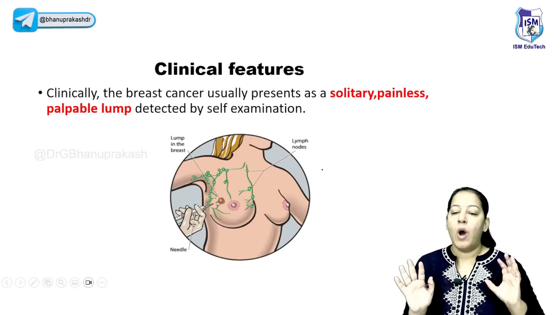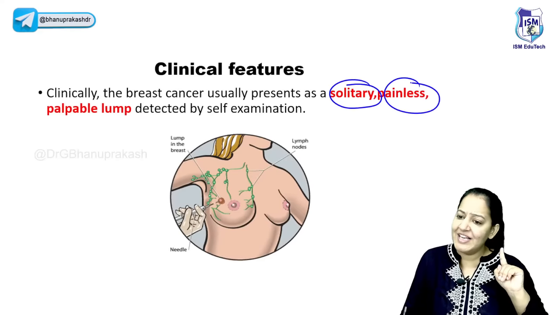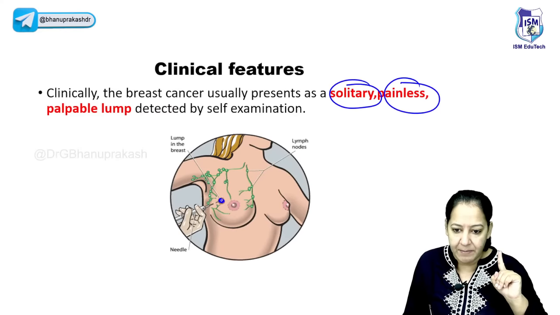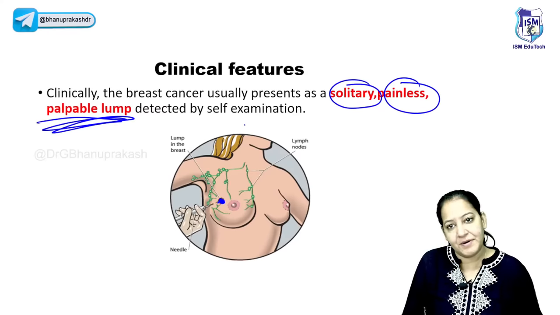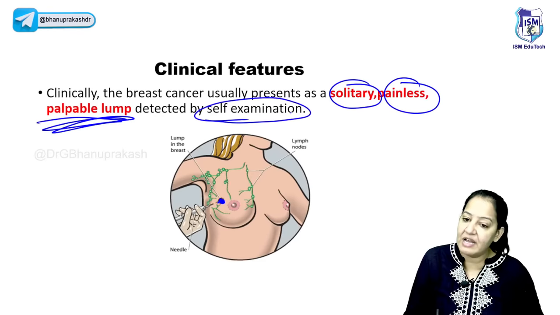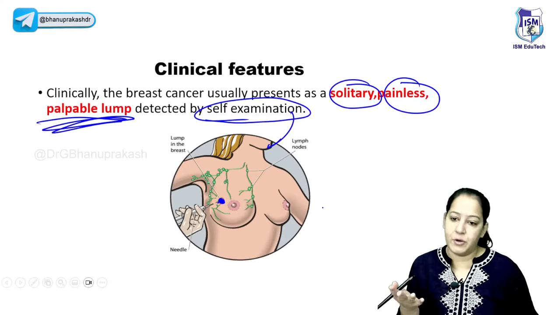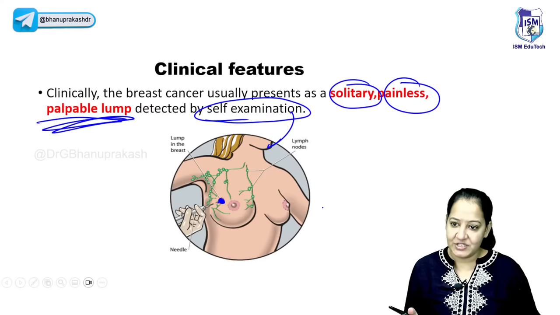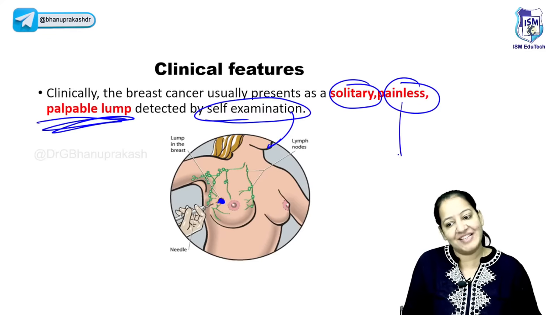Okay, now how does it look? The breast cancer is a solitary mass. It's always painless. It is a palpable lump present in the breast, which is usually detected by self-examination by the lady. The female is usually self-diagnosing it because she can palpate it. Okay, it's solitary. Now, the biggest tragedy is that it's painless.